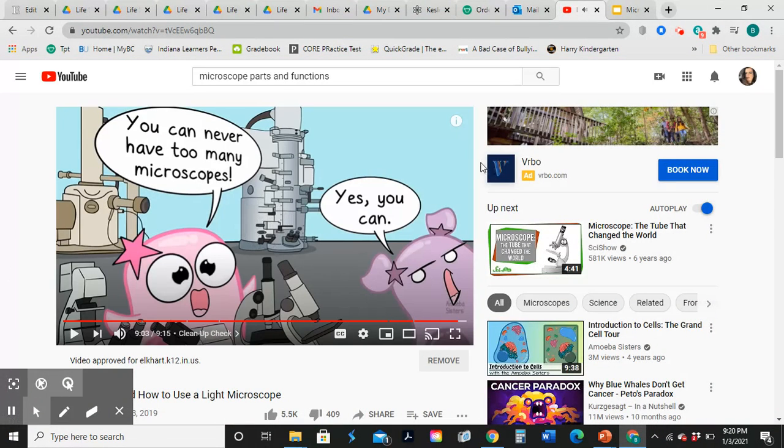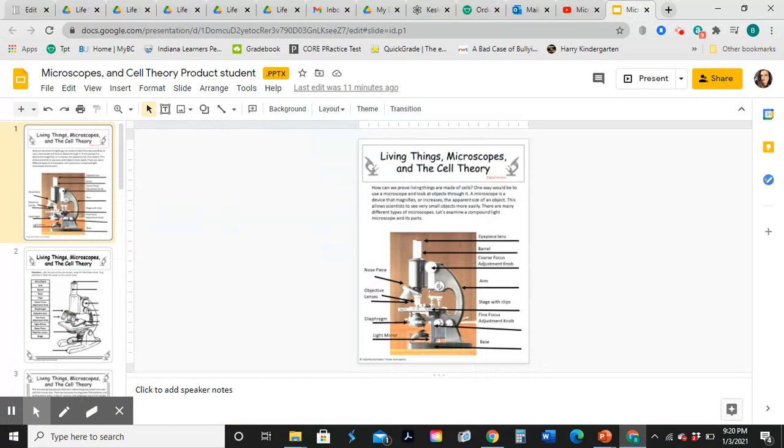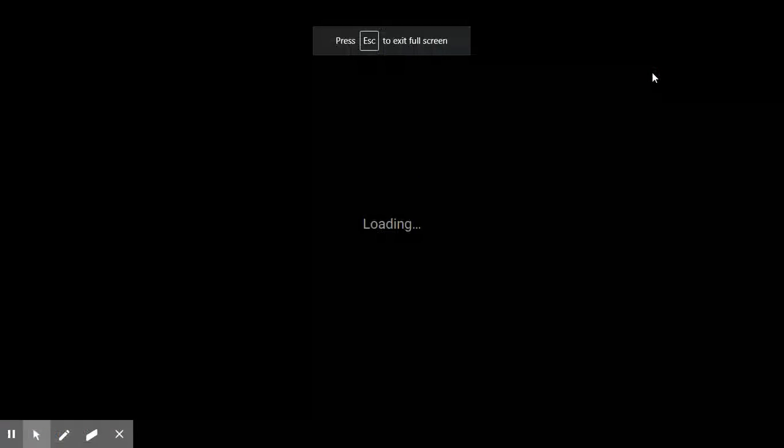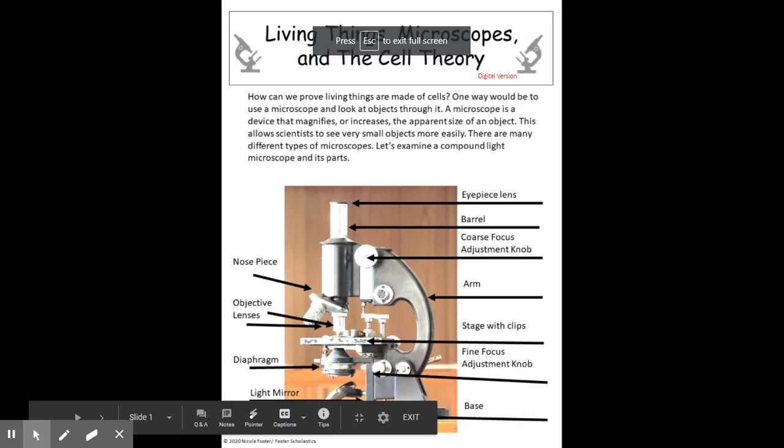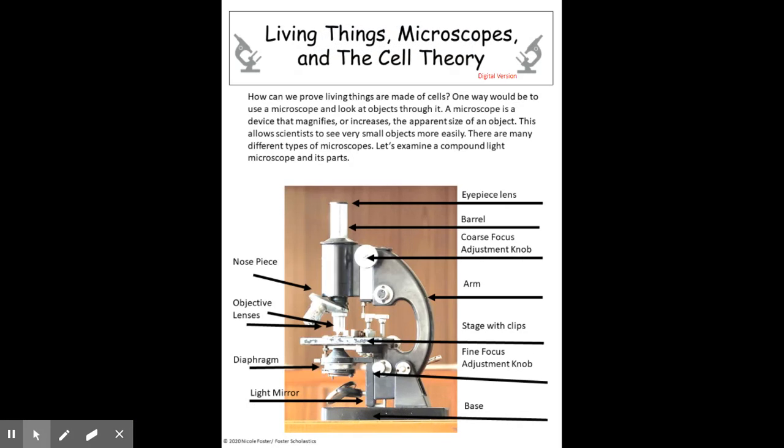All right, so now that we've listened to the video, let's go to our assignment here. I'm going to click present so that we can see the screen a little better here. It says living things, microscopes in the cell theory. How can we prove living things are made of cells? One way would be to use a microscope and look at the objects through it. A microscope is a device that magnifies or increases the apparent size of an object. This allows scientists to see very small objects more easily.